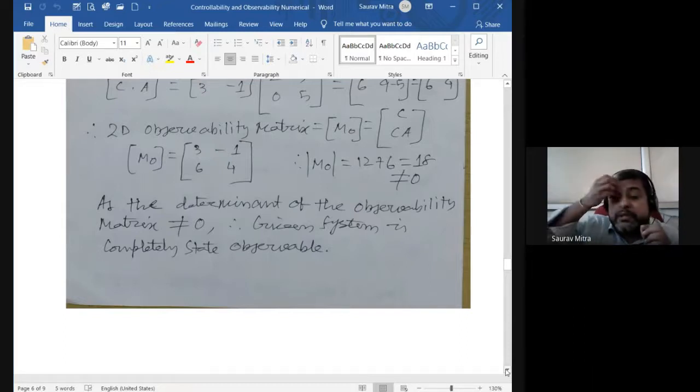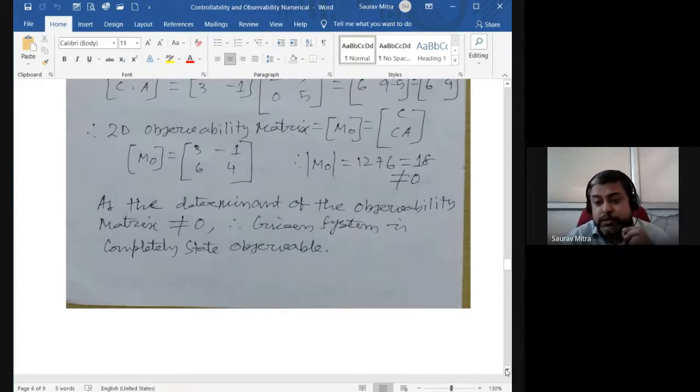Determinant non-zero means it has full rank. Full rank means all the states are completely observable. So as the determinant of the observability matrix is non-zero, the given system is completely state observable. Writing this statement at the end is very important. Without writing this statement, full marks will not be given to you. It's a very easy numerical, there is nothing in it. But if you are not able to give a judgment, then marks will be deducted.